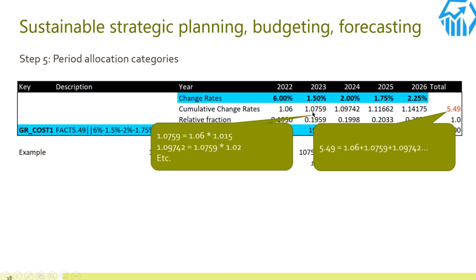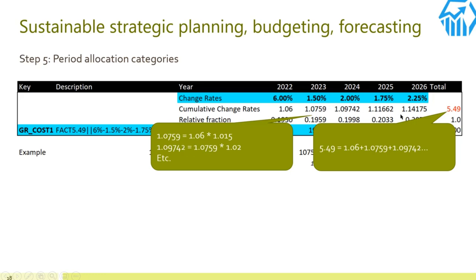The next one, 1.0759, is the previous one times 1.015. So it's just a bit rounded here. And so on. So here you can see 1.06 times this gives this number. 1.0759 times this gives this number.